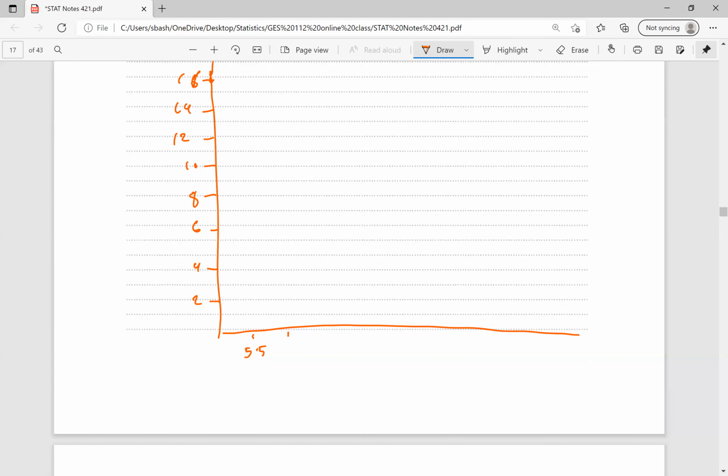5.5. Then we have 10.5, 15.5, 20.5, 25.5, 30.5, 35.5, and 40.5.